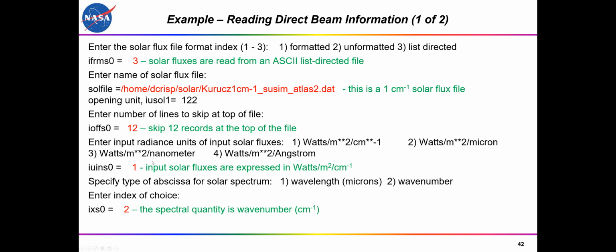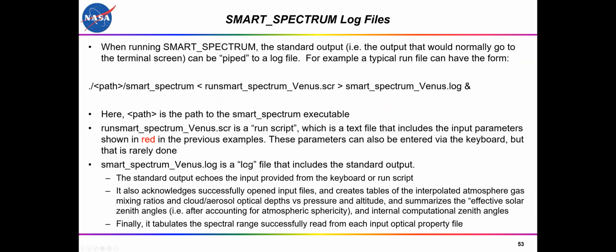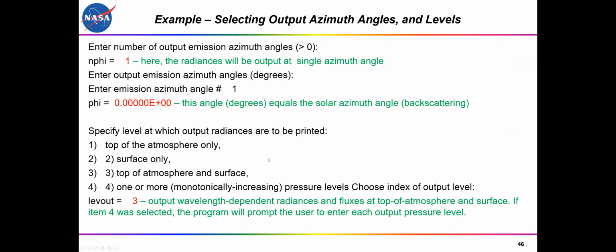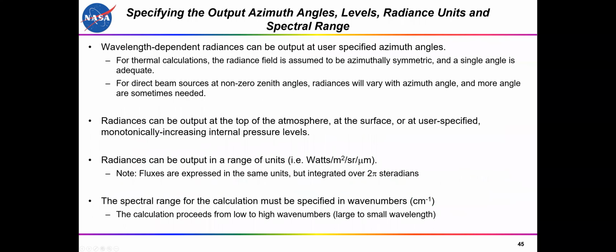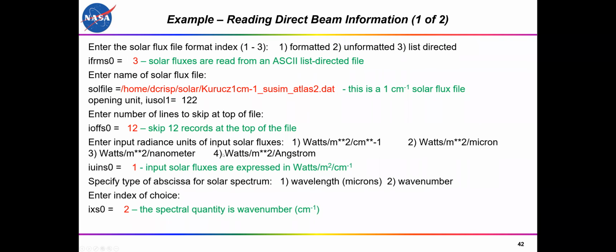I'm going to skip 12 records at the top of the file. I'm going to read units of watts per square meter per wave number, because that's what Bob Carusa's file is given in. I'm going to read wave number as the index in that file. I think I have one here somewhere. I thought I had it in here, maybe not. Oh, well, that's okay. It's supposed to be in there. I'll maybe add it. Okay, so in any case, that tells you how to read the input solar flux file.